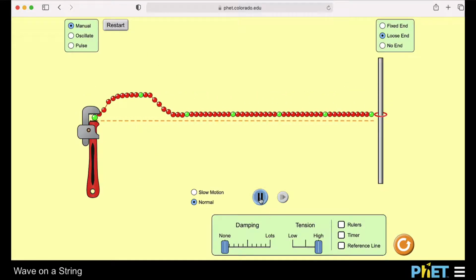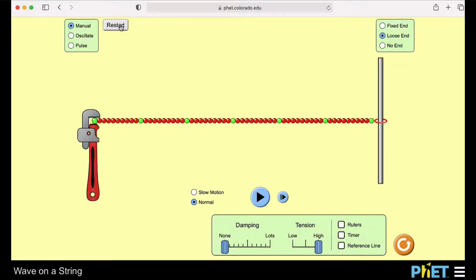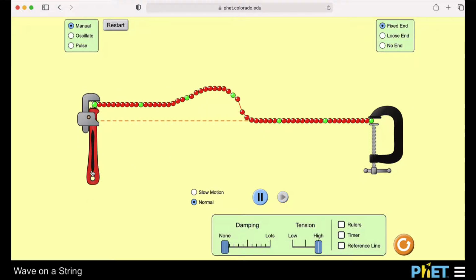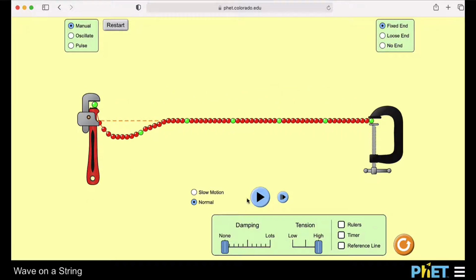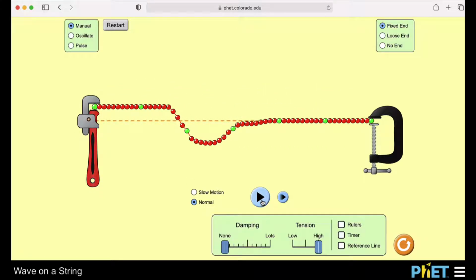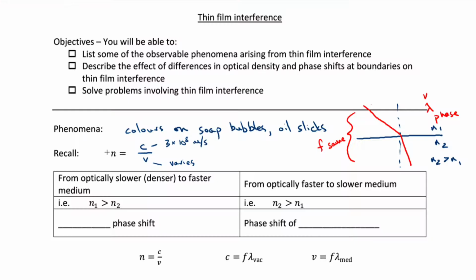Again, it reflects upright. Now, if I change that and I make this a fixed end instead, so that now it can't wiggle up and down, when I send a pulse along, notice that it reflects upside down. I'll do that once more. If I send a pulse along to a fixed end, it reflects upside down. So there's a difference in what happens at this end if it's a fixed end or a free end. Now there's an analogy with what's going on here with the light as well.